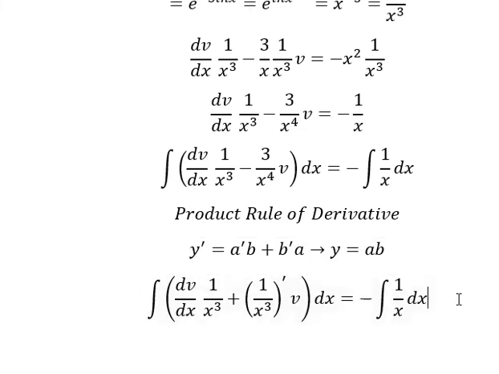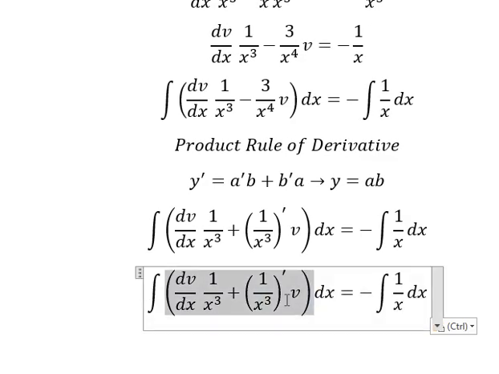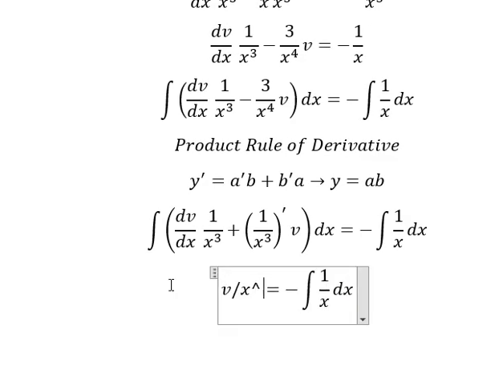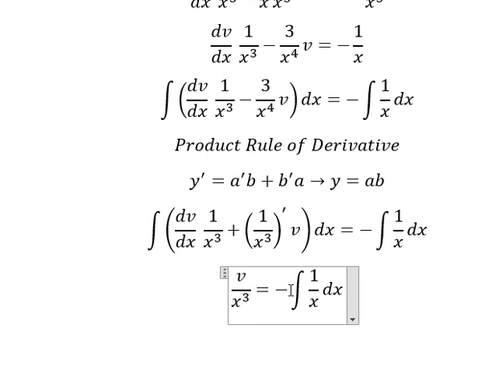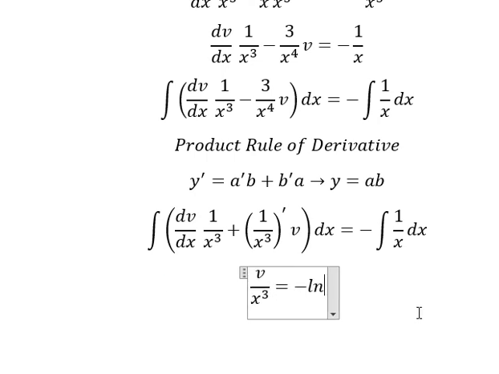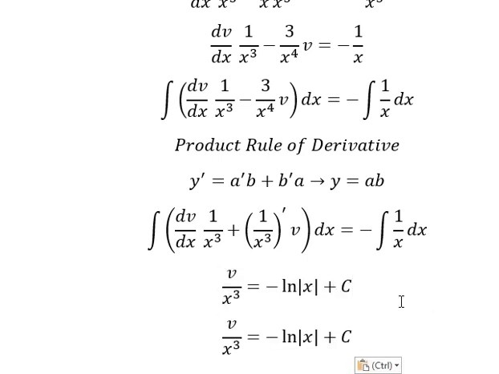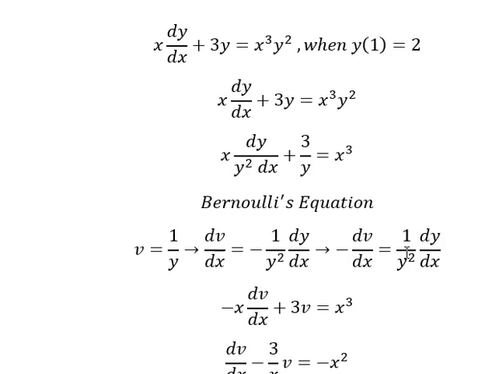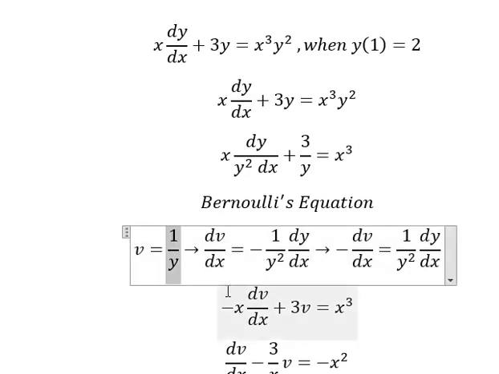So the integration of that one, we have v over x to the power of 3. This one we have ln of the absolute value of x, and I will put c. About v, that is this one.